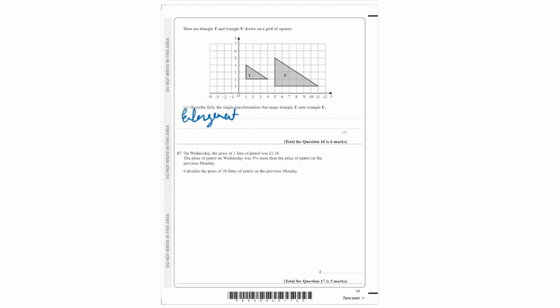Now we can actually count the sides of T. So this is 2 and this is 4. So that means 2 times an unknown is equal to 4. If we divide both sides by 2, that means the enlargement is by a factor of 2. So we can write enlargement by a factor of 2.